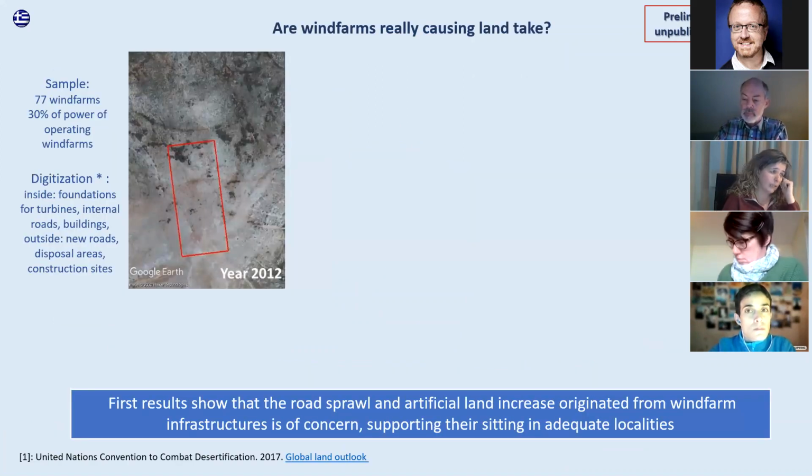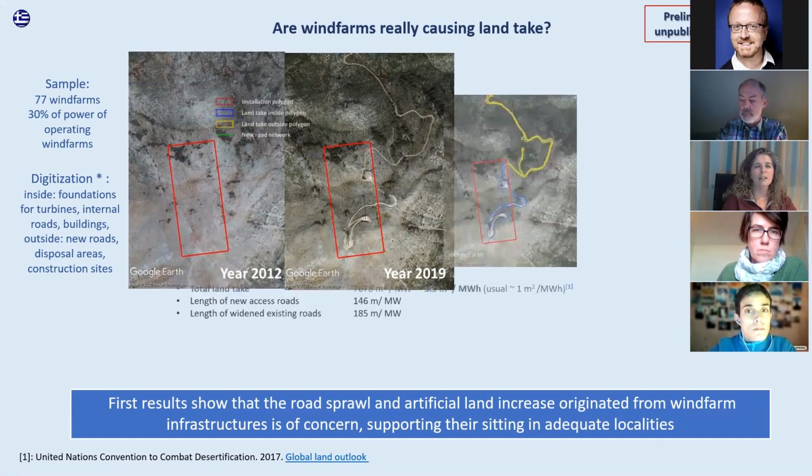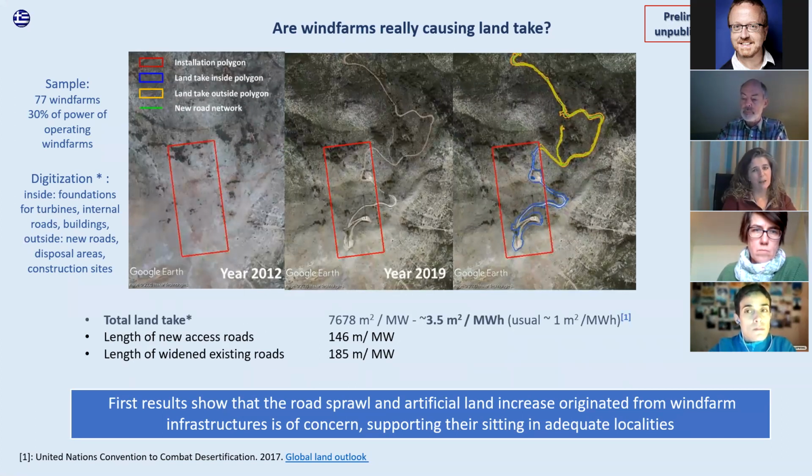Are wind farms really causing land take, or am I exaggerating? So these are some data that are not published. It's ongoing research in our lab. You can see just here in the picture that here is a mountain, and here the red is a polygon of a forthcoming wind farm. Here is the new road, access road to go to the wind farm, and here is the land take that we have digitized inside and outside the polygon. And the first results show that the total land take is about 3.5 times more than the usual land take from the globe if we check with other literature.